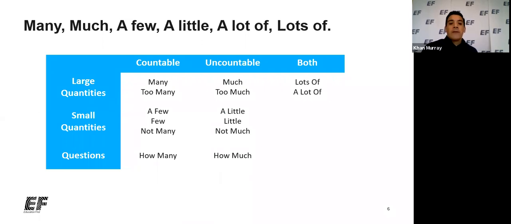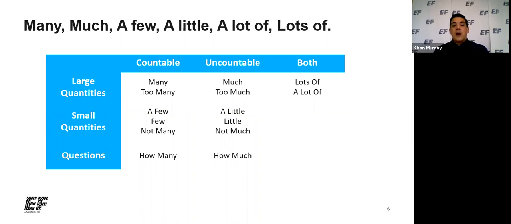So we have one column here looking at countable nouns, and when we talk about a lot or a large number, we say many or too many. And for uncountable nouns, we use much or too much. And we can use lots of or a lot of with both. So we can say too many people, too much oil, a lot of people, a lot of oil. Okay, so that's how this pattern works.